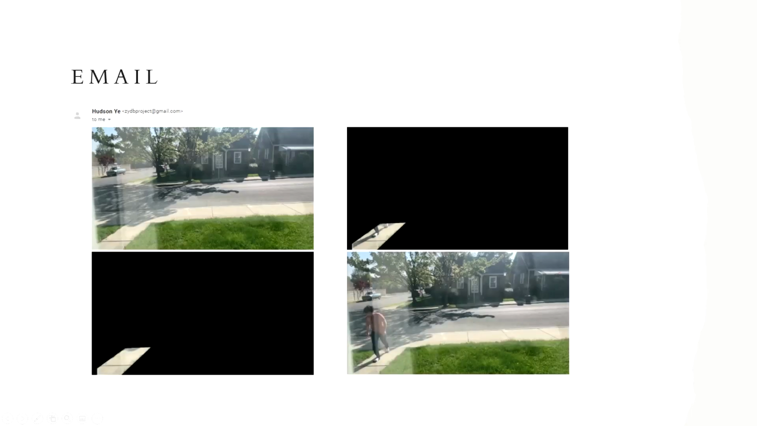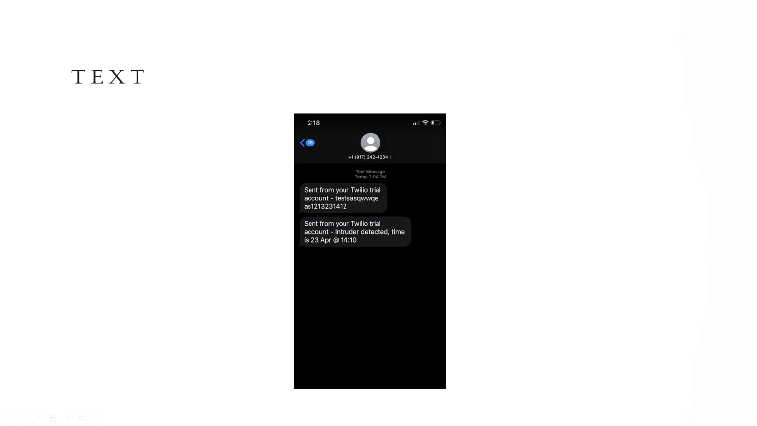And then it will also send me an email that includes 4 images. The first one is the baseline comparison image I set up. And the last one is the one detecting that someone is approaching the door. The one on the bottom is the masked image of the baseline. This one is a masked image of someone approaching.